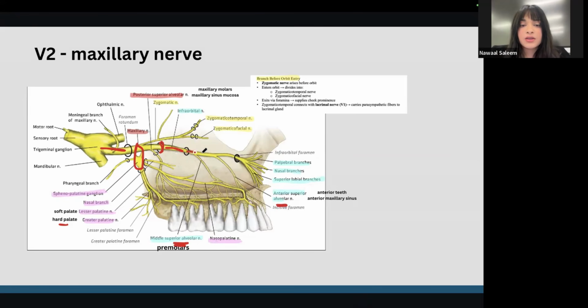And then it goes on and on. It exits through the infraorbital foramen. It gives off the palpebral branches, the nasal branches, and the superior labial branches. Okay, I hope that's clear.